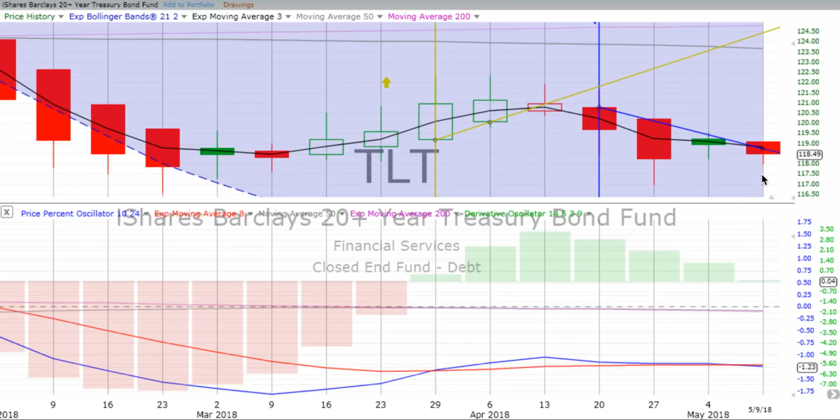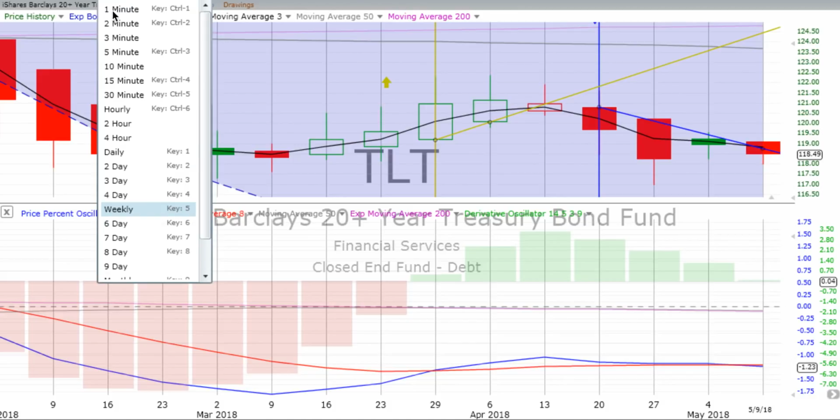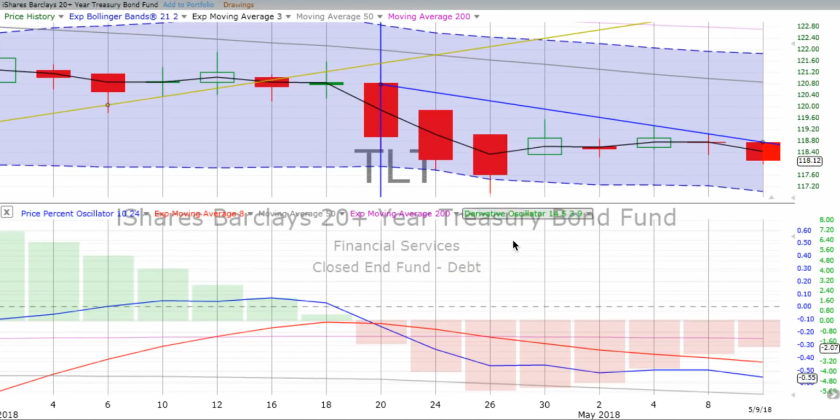You never call a candle or a crossover until the time period has drawn, and we're just 3 days into a weekly candle. Got 2 days left. So we'll continue to watch things. If we do have a weekly vertical crossover on TLT, the 20-year bonds, we will let you know. Let's look at the 2-day chart, see what we see.